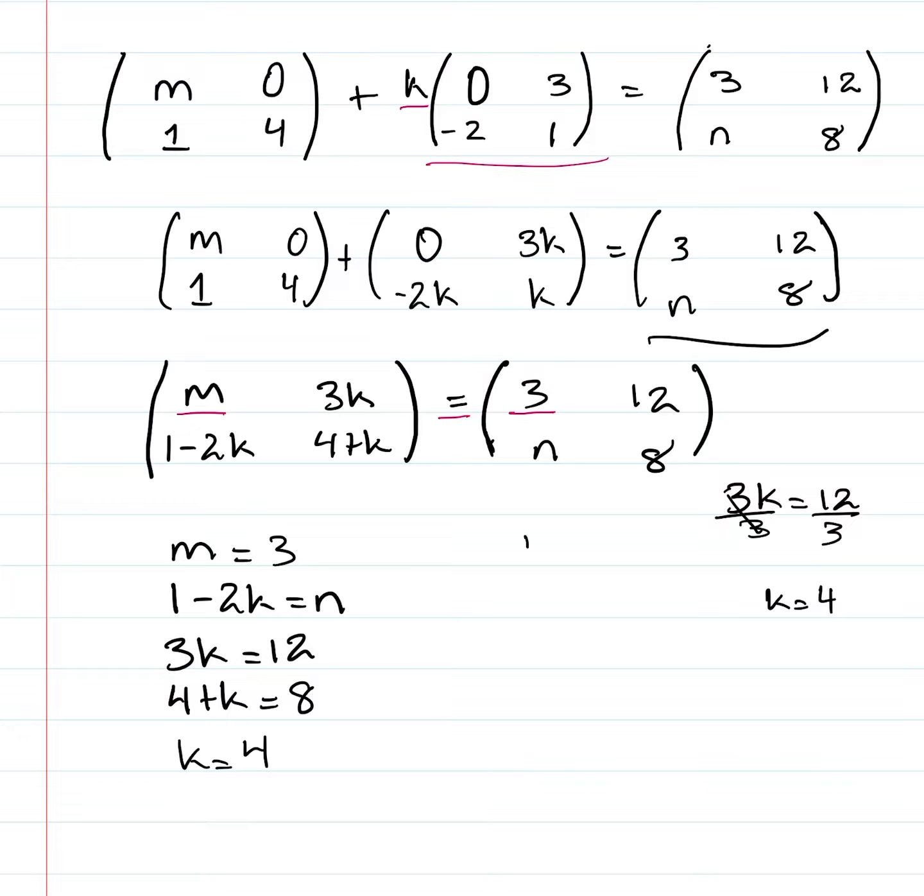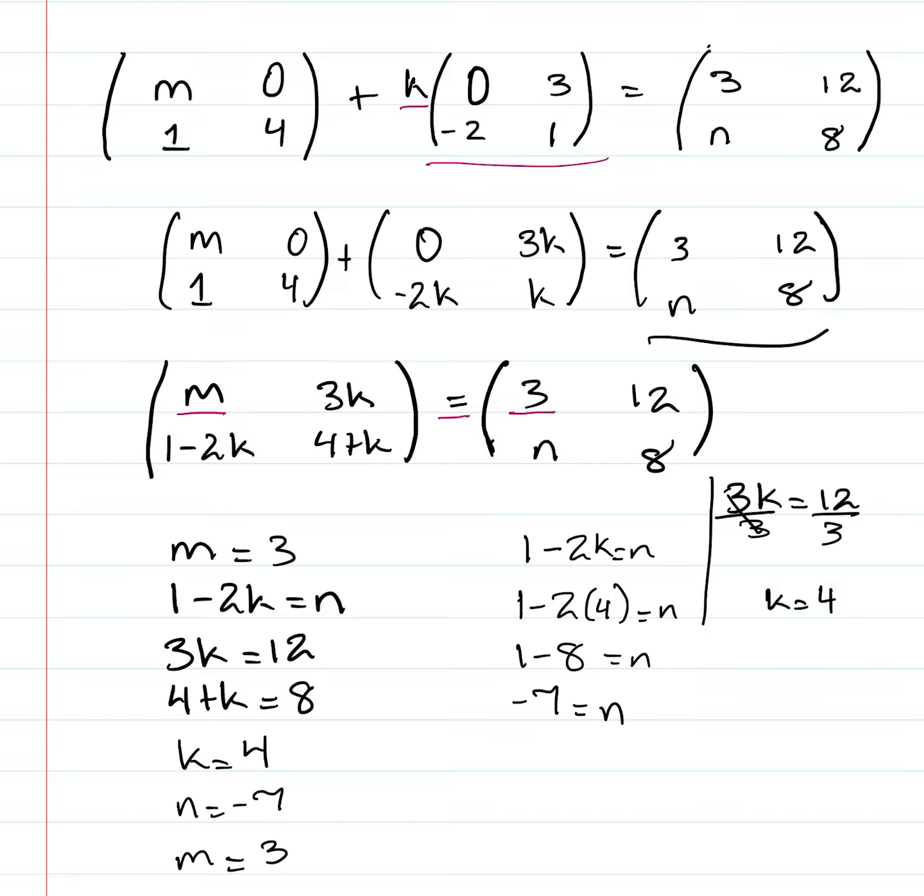So n is going to be 1 minus 2k is equal to n, and k is 4. So n is equal to 1 minus 2 times 4. So 1 minus 8 is equal to n. So n is going to be negative 7. Let me just quickly write down m is equal to 3. And this is how we solve for these 3 unknowns in this matrix question.